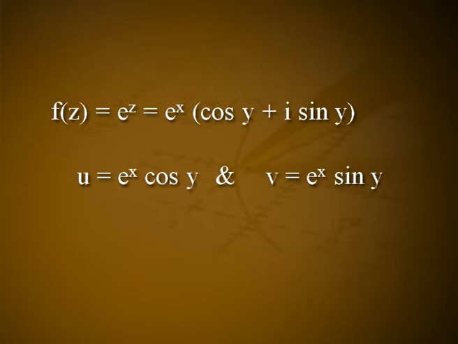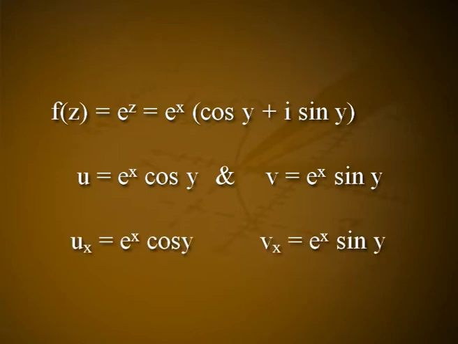Here u is equal to e raised to x cos y and v is equal to e raised to x sin y. Now consider the partial derivative of u with respect to x, which is equal to e raised to x cos y. Also consider the partial derivative of v with respect to x, which is equal to e raised to x sin y. Thus, f dash of z is equal to ux plus ivx, which is equal to e raised to x cos y plus i e raised to x sin y.